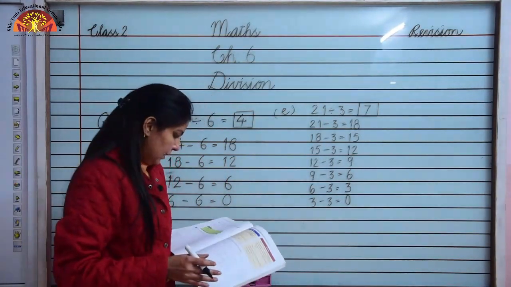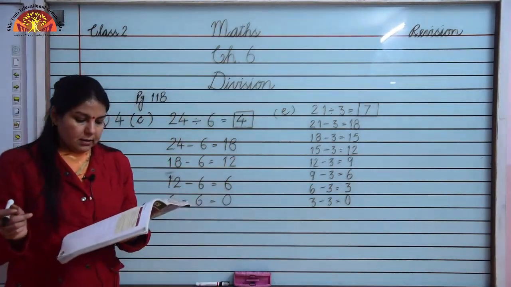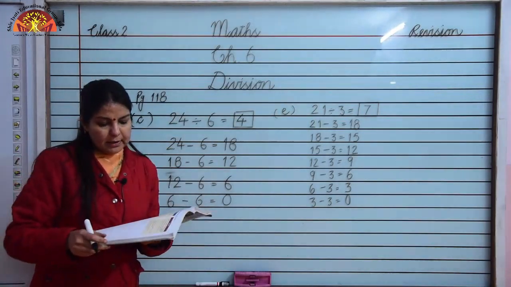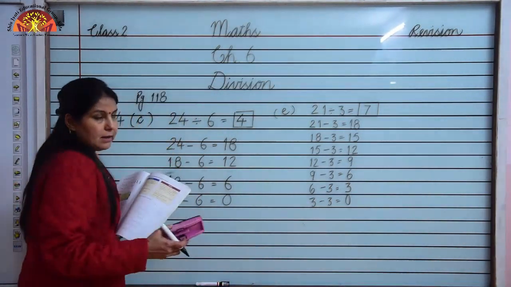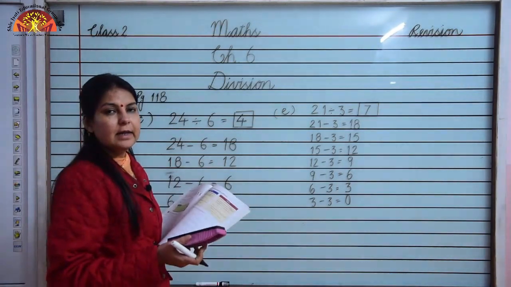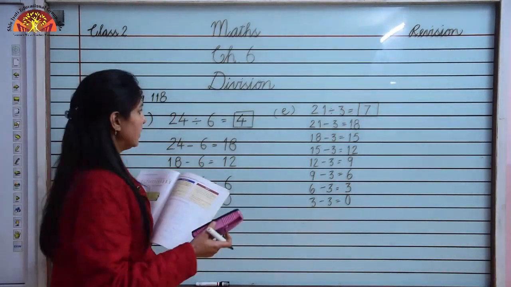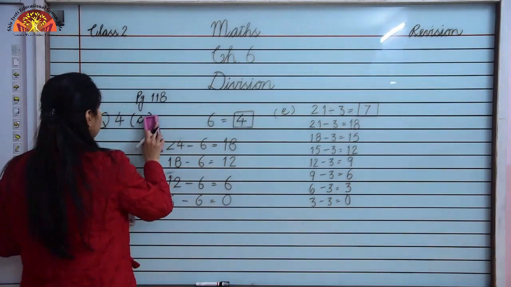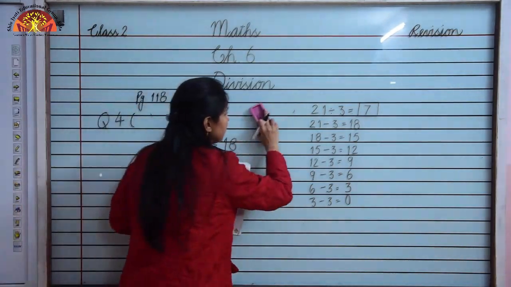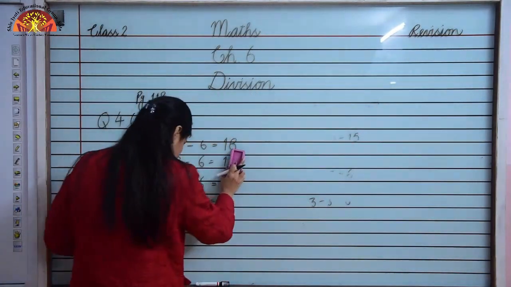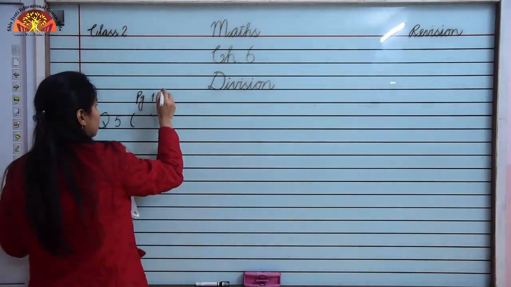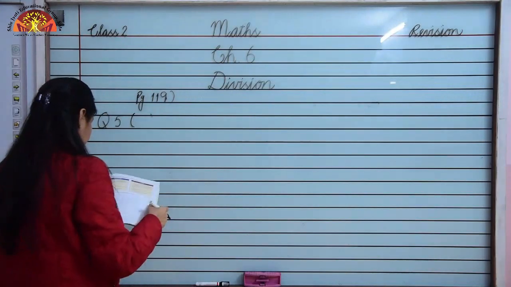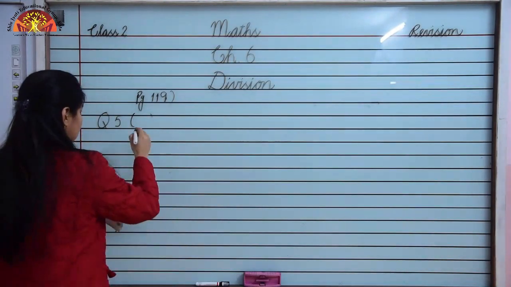Now we will see next question. This is complete the division and multiplication facts. Children, every multiplication has 2 division facts and every division has 2 multiplication facts. So we will see question number 5. It is on page number 119 and we will see question number B.